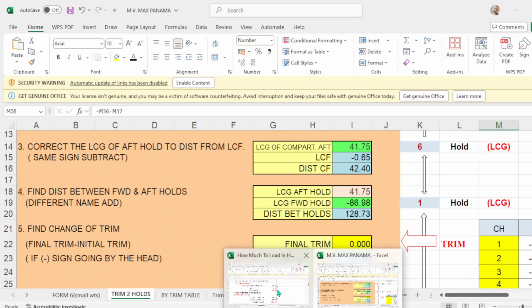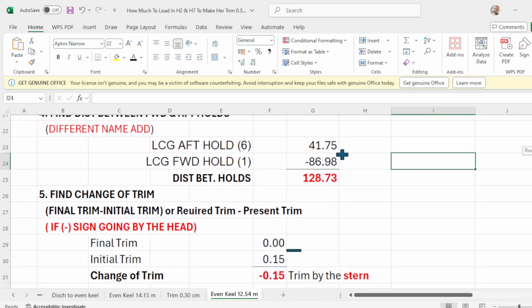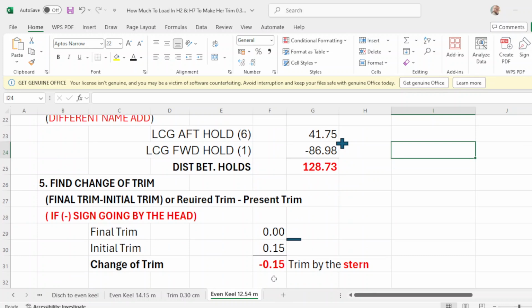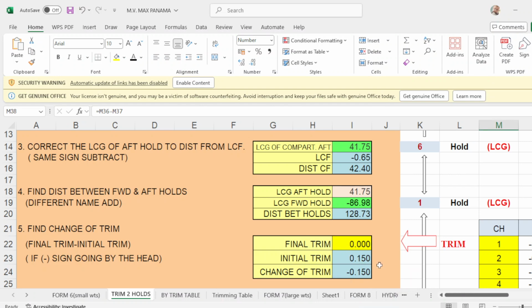Number 5, change of drop is negative 15 because you are trimmed by the stern. Change of drop is negative 15, okay? Then we go to number 6.